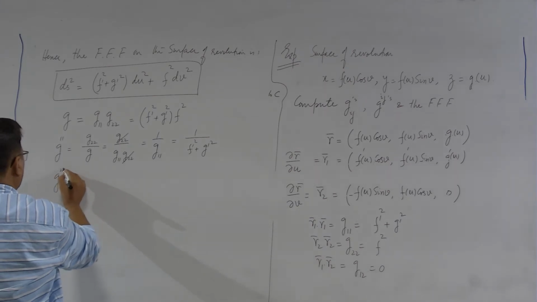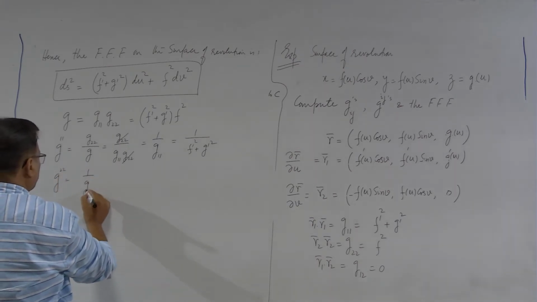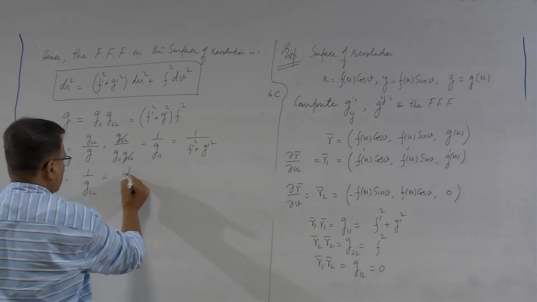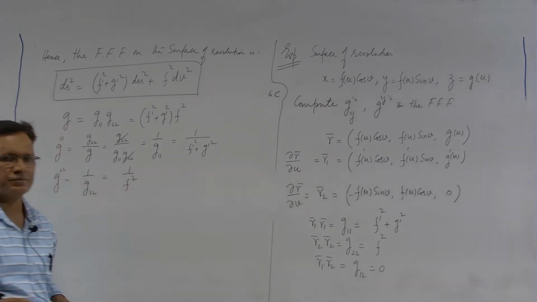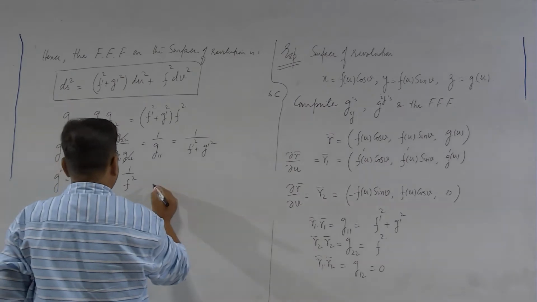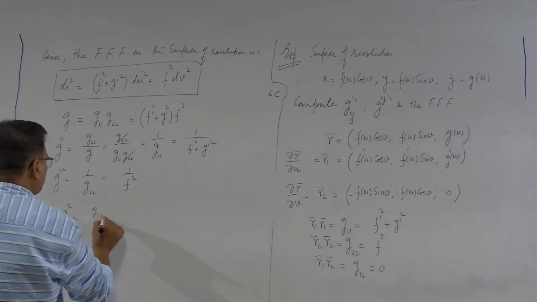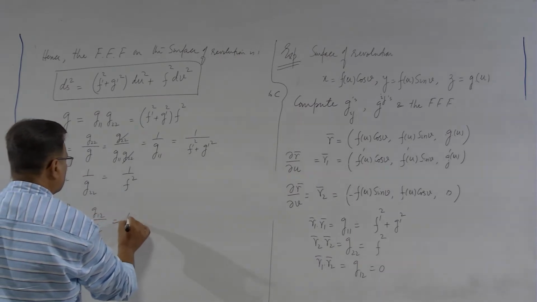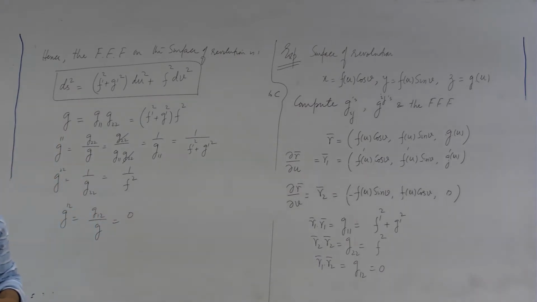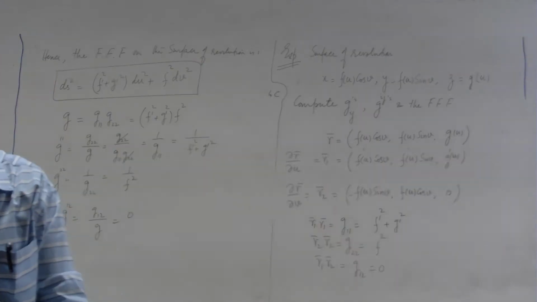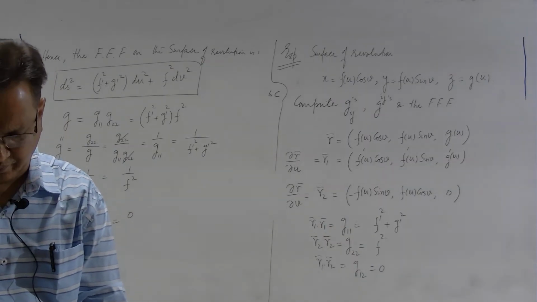G upper 22 in the same manner will be 1 upon G22, and this is 1 upon simply f square. G upper 12 will be 0, because G lower 12 is 0. So, these are the G upper ij's. This is how we can simply compute all the coefficients of the first fundamental form and their G upper ij's and so on. These things are very easy to compute.